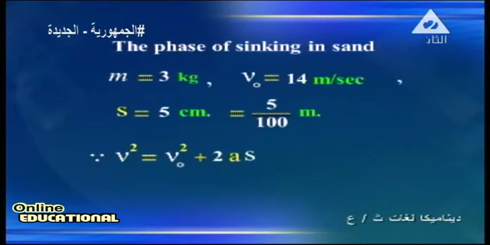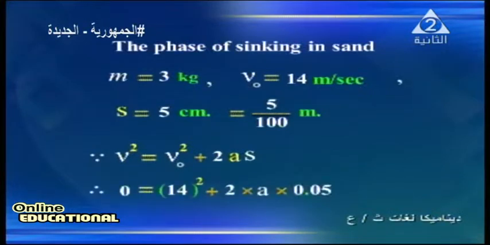Note that here in the sand we use acceleration a, but in the free falling we use G, gravity. G equals 9.8 meter per second squared, but the acceleration here equals a. What is the value of a? Now, V equals 0. Then 0 power 2 equals 0 equals V naught squared, which equals 14 power 2, plus 2 times the acceleration a times the displacement S, which is 0.05.